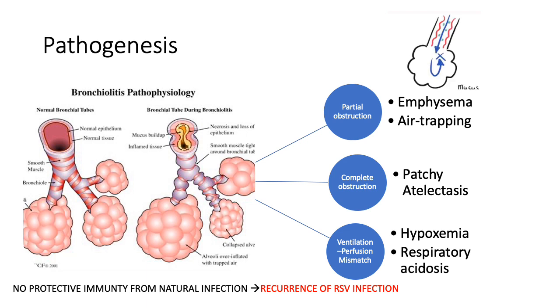So, to sum up, partial obstruction leads to air trapping and emphysema. Complete obstruction of an airway leads to patchy atelectasis, and this emphysema and patchy atelectasis ultimately lead to ventilation perfusion mismatch, and this ventilation perfusion mismatch leads to hypoxemia and respiratory acidosis.